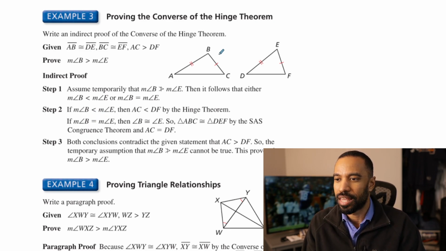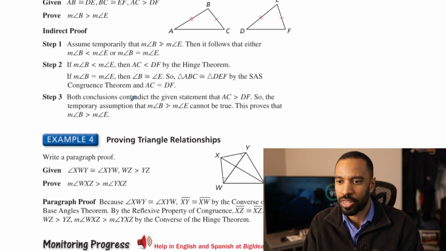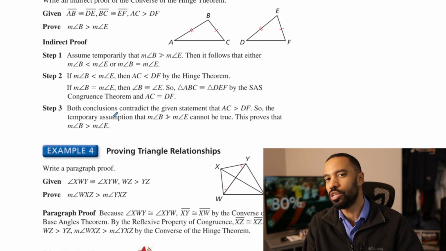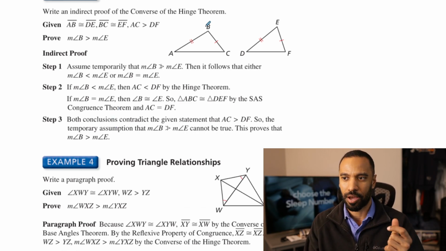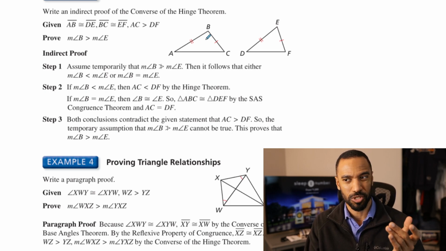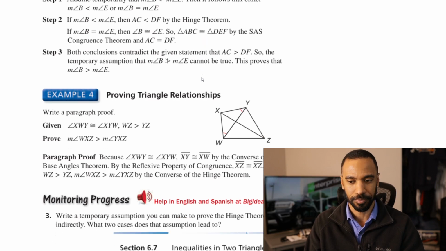If it equaled it, then these angles would be equal. So by side angle side, these two would be the same because of CPCTC, so two sides would be the same length there. But both conclusions contradict the original statement that AC is bigger than DF. The hinge theorem would make bigger angles have longer opposite sides, but if it was a smaller angle, it couldn't have a longer opposite side. So that's what contradicts it.